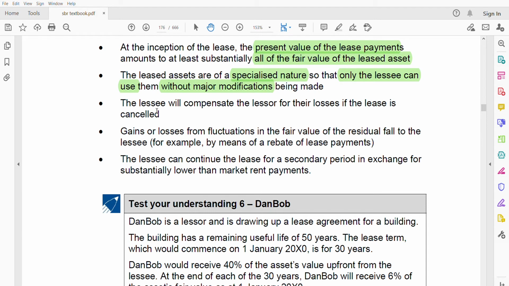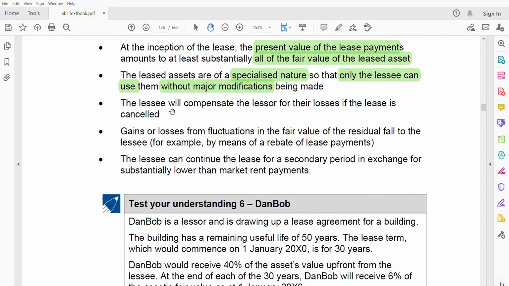Now, the lessee will compensate the lessor for their losses if the lease is cancelled. That means who is having the risk? Lessee should have the risk. So it's a risk for the lessee that he has to compensate the lessor if there are any losses because the lease is cancelled. See, if the lease is cancelled, who is going to lose?